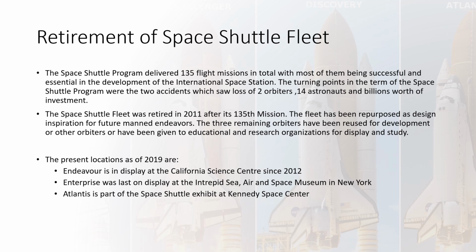The fleet has largely been repurposed as a design inspiration for future manned endeavors. The 3 remaining orbiters have been reused for development of other orbiters or have been given to educational and research organizations for display and study. The present locations of the orbiters as of 2019 are: Endeavour is on display at the California Science Center since 2012. Enterprise was on display at the Intrepid Sea, Air and Space Museum in New York. Atlantis is part of the Space Shuttle exhibit at the Kennedy Space Center.